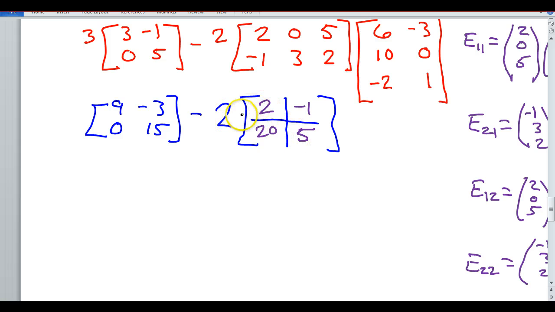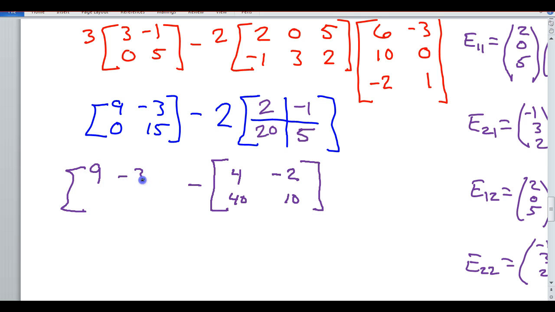Now I'm going to do my little scalar multiple thing. Alright, I'm going to multiply everything by 2. Okay, so if I multiply everything by 2, then I'm going to have 4 and -2 and 40 and 10. Okay, so now this is what I have.